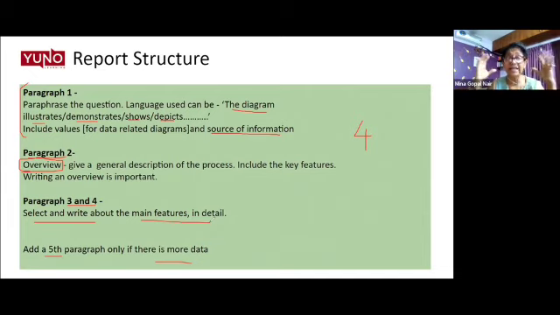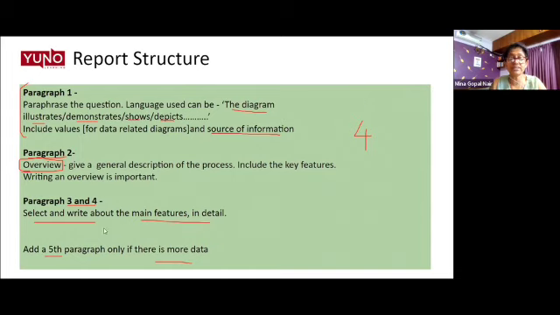If it's a cyclical process, you can start at a logical point. As I said, it keeps on moving in a cycle, but try to start at a particular point which seems logical. For example, when I was showing you the diagram about the life cycle of a frog, starting with the adult frog seems logical. The frog lays the eggs and so on and so forth. So this is how you structure a good report.